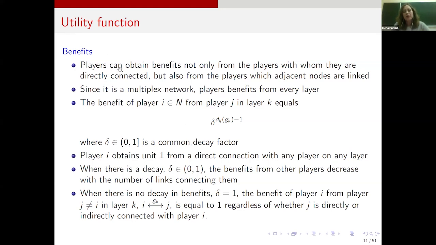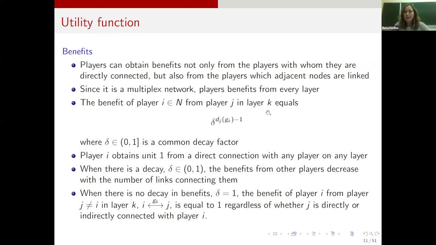So we assume that the utility of any player in a network is represented by benefits and costs. And utility is a general utility: it is benefits minus costs. So for benefits, players can obtain benefits not only from the players with whom they are directly connected, so they have a link, but also from the players with adjacent nodes linked, the players with whom they have a path in the network.